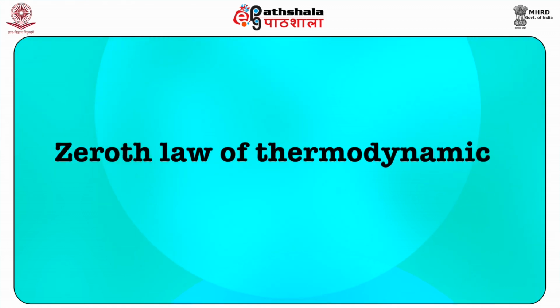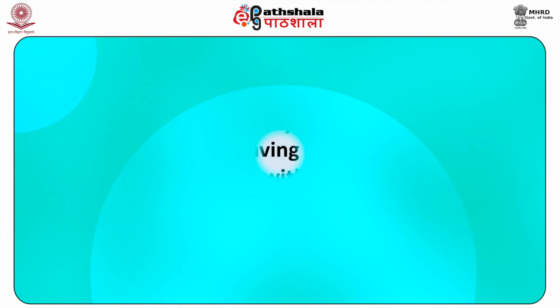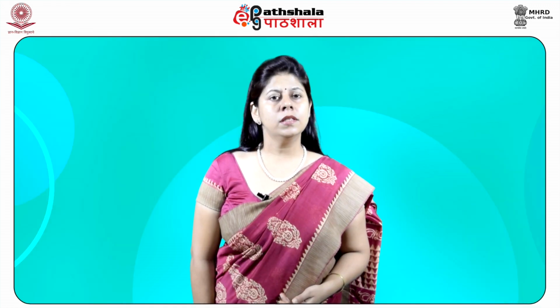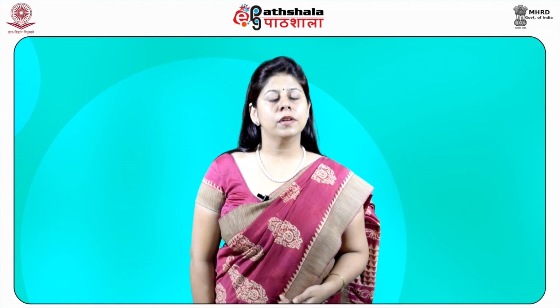Now discussing different laws of thermodynamics. Zeroth law of thermodynamics. The zeroth law of thermodynamics states that if two bodies A and B having different temperatures come in contact with each other, they both attain the same temperature. In such a system, mass won't get exchanged, but energy is exchanged. Thermometer is based on the zeroth law.